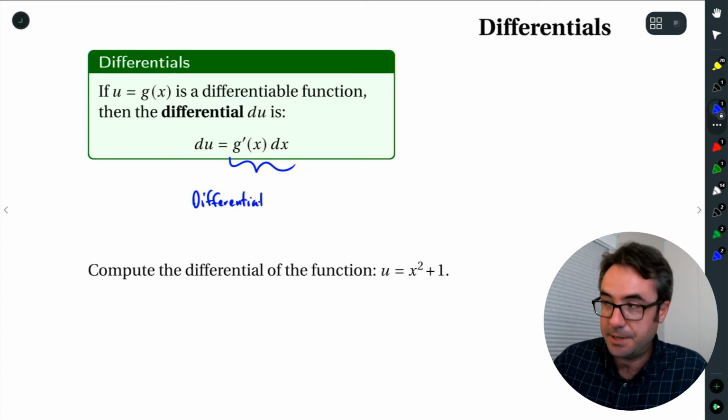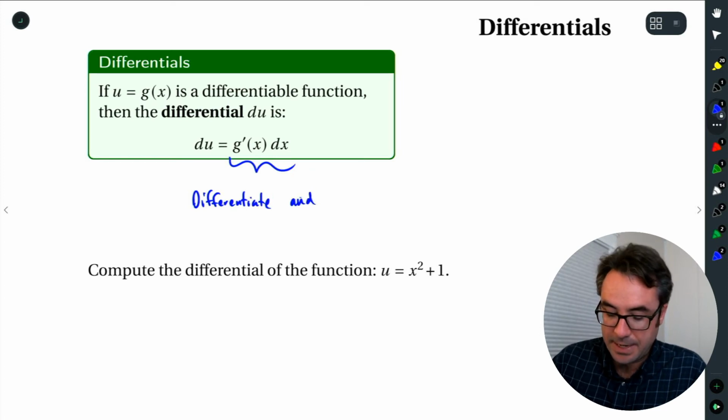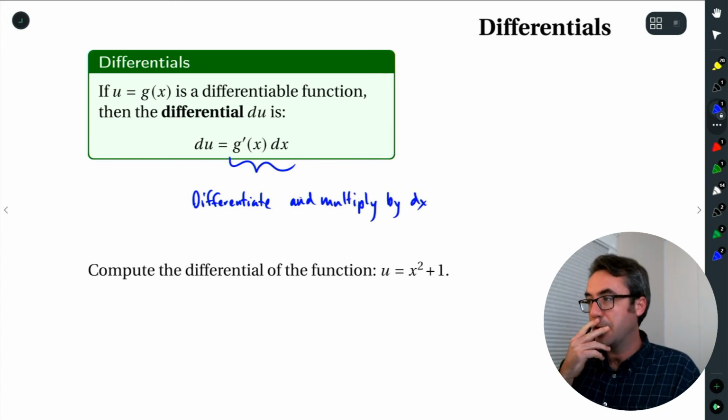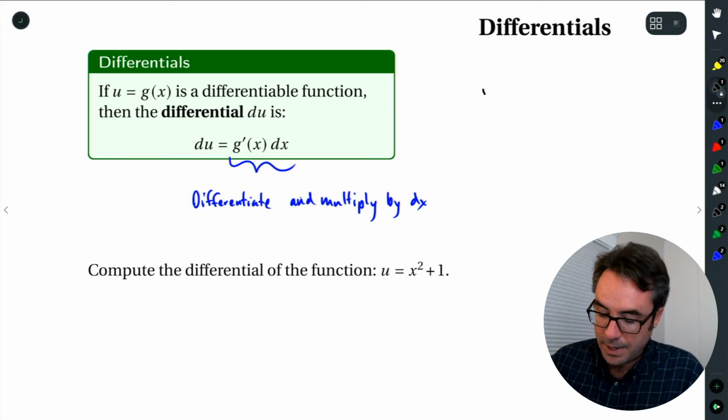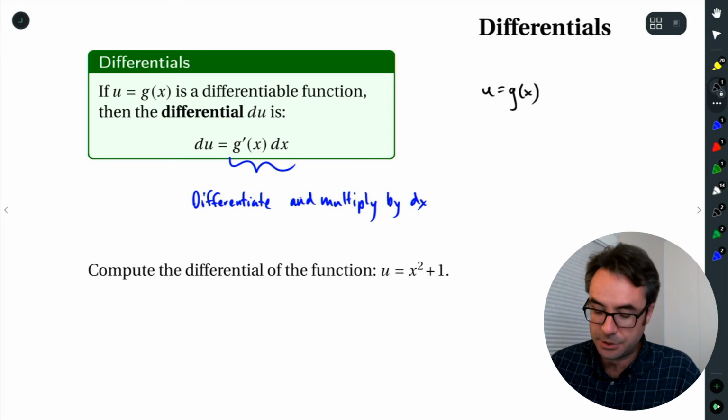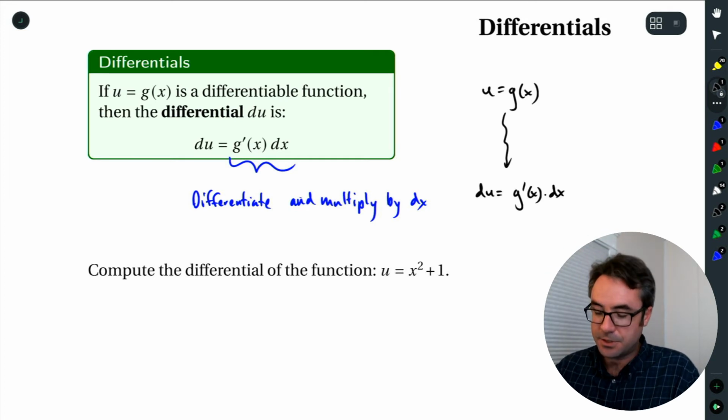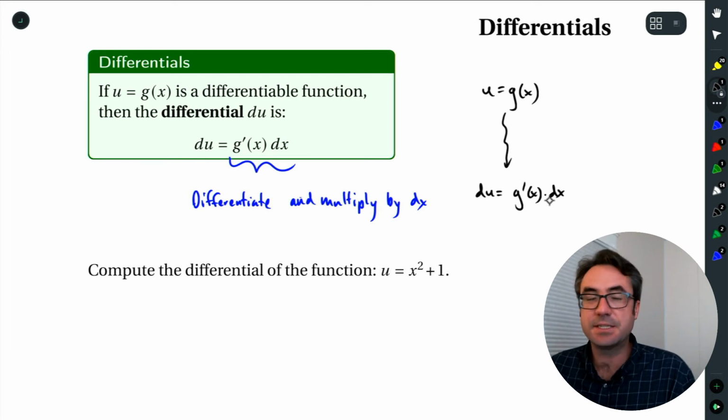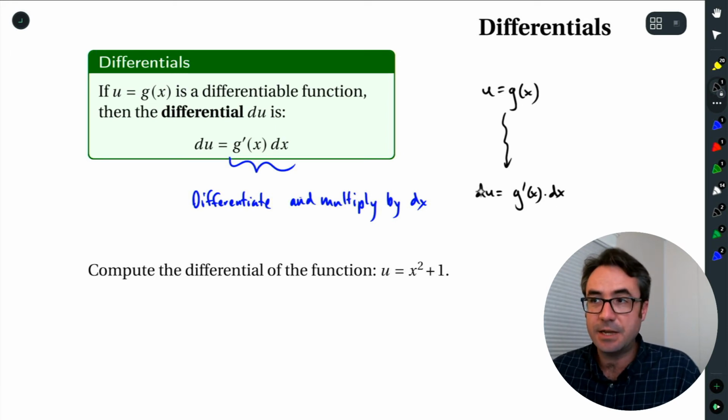So we differentiate and then multiply by dx. So we have u equal to g of x. How does this look? We'll differentiate the function and then just multiply by dx, and that's calculating du. That's how this looks. And so these du and dx's that we have here, they're differentials, and just think of them as one whole thing.